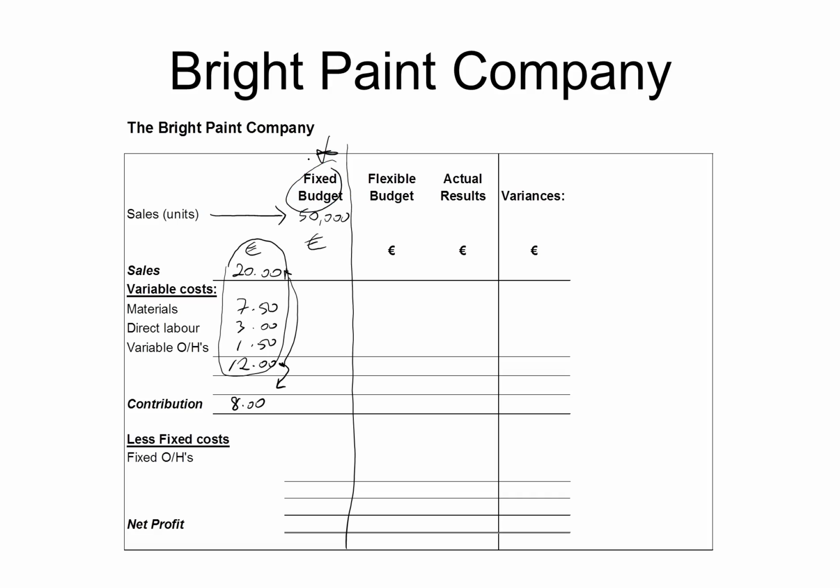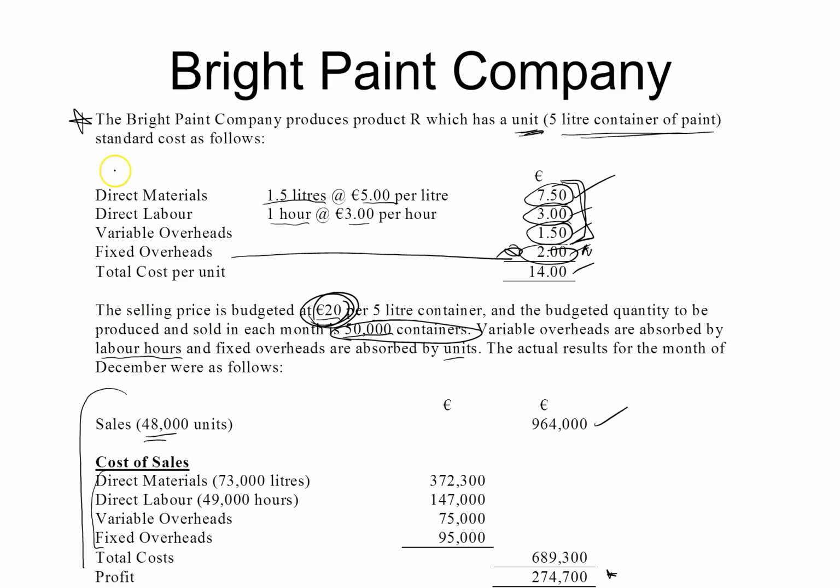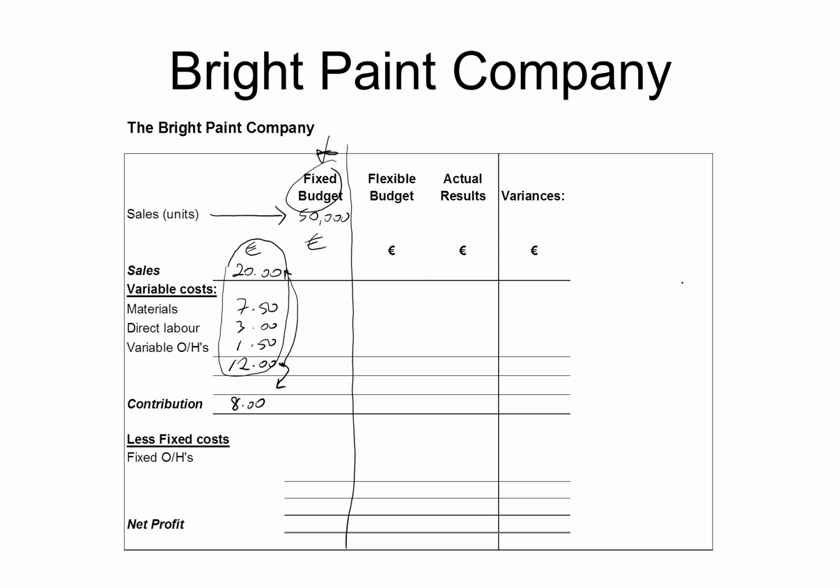You can see from the actual question, if we just go back here, they give us all the information we need, but they don't actually give us the fixed budget, so we have to actually reconstruct it. But it's quite easy here because we've done most of the setup. So what we're basically saying here is that they're going to sell 50,000 units, and they're going to sell each unit for €20. So therefore, the budget or projected turnover would be €1 million.